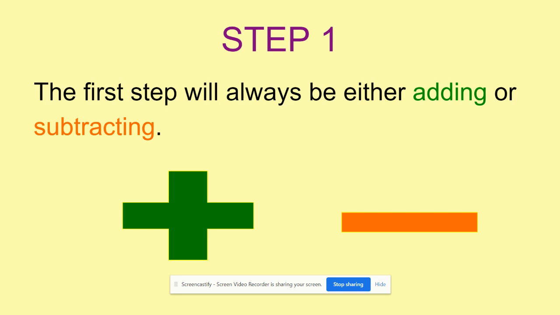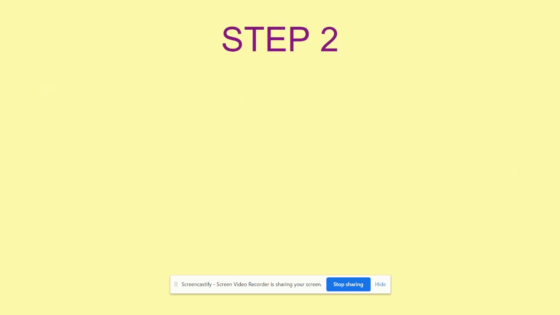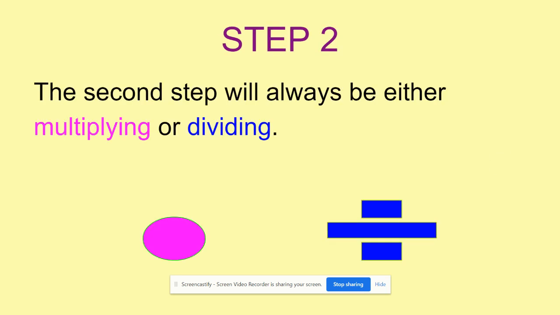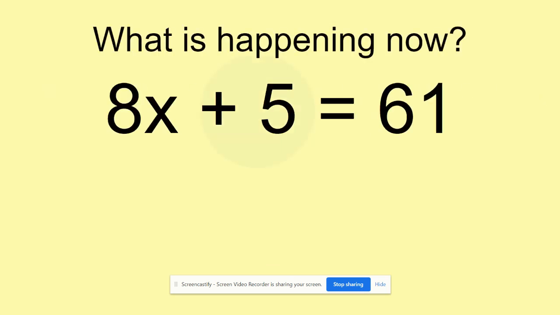The first step will always be either adding or subtracting. Really important to remember. With a two-step equation in the form that we're looking at, the first step will always be either adding or subtracting. We're going to undo addition or subtraction with addition or subtraction. So that means the second step will always be multiplying or dividing. So we're going to be looking for multiplication or division, and we're going to undo it with its inverse. Okay, now we can look at the problem.